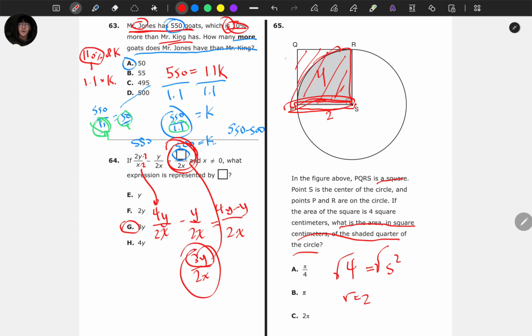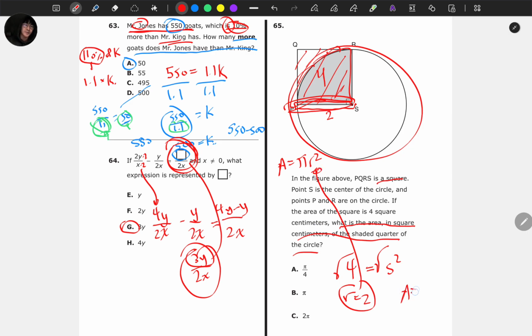Well, why don't we first find the area of the whole circle? We remember area is equal to pi r squared, and we know r is equal to 2, so we substitute that back in here. So that's 2 squared, that's 4. So the area of the whole circle is pi times 4, which is 4 pi.